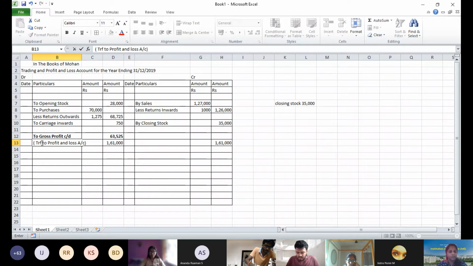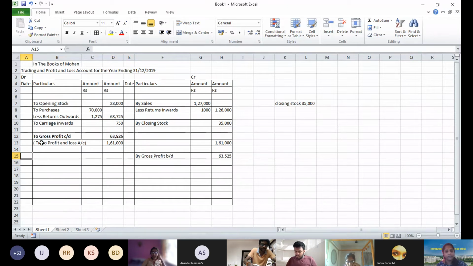Now the gross profit of 63,525 comes. So now I'm continuing with my P&L account. I'm not giving any break. In the format I showed you the difference between the trading account and P&L account. But as I've already given the heading, trading and P&L account, I'm not going ahead with breaking up my columns.